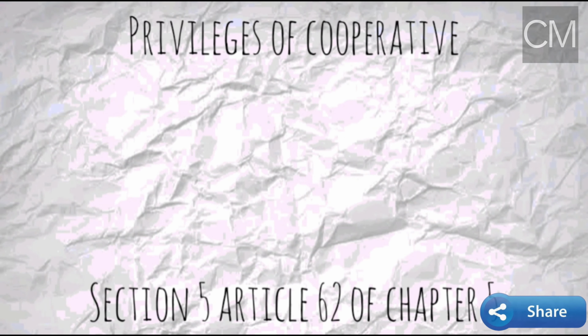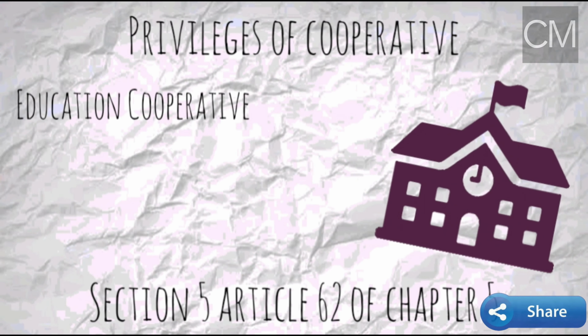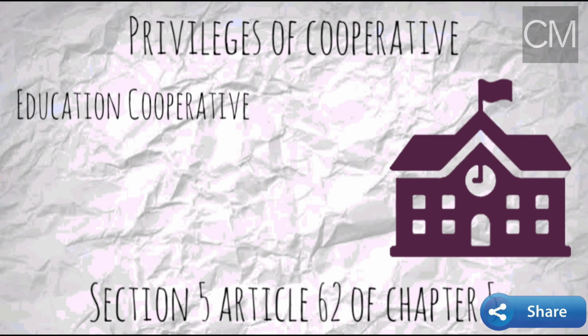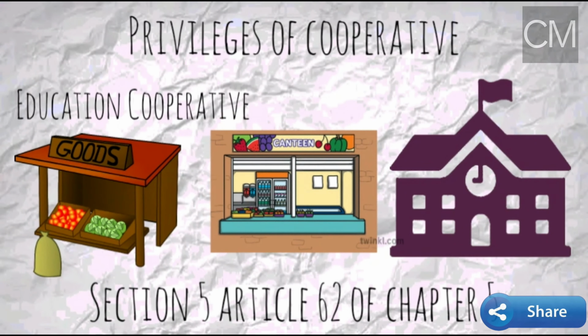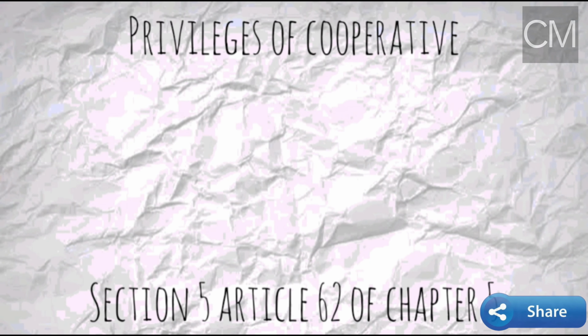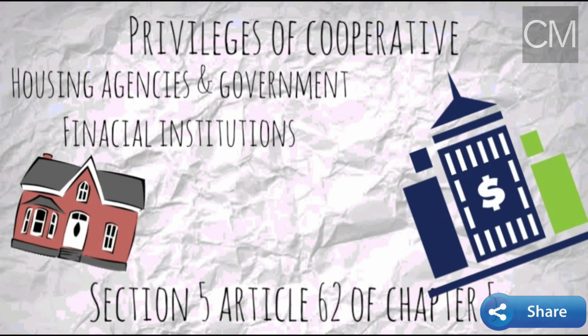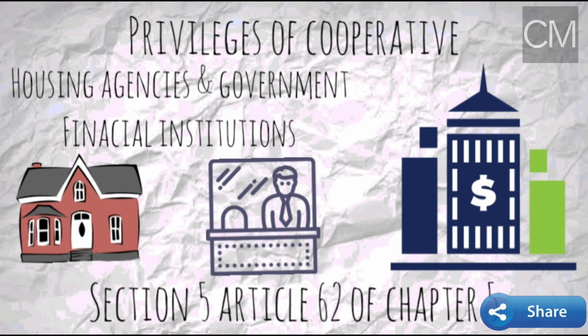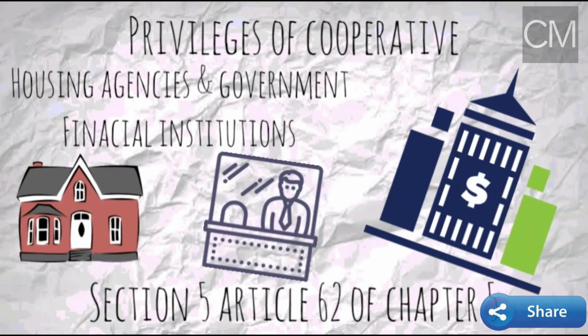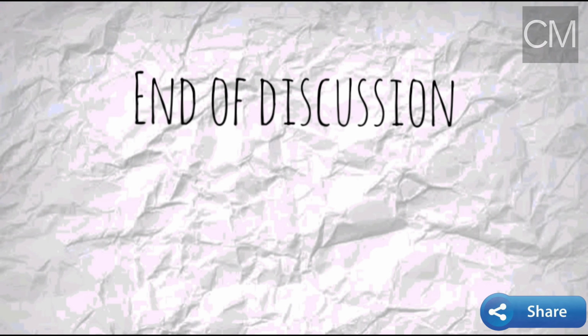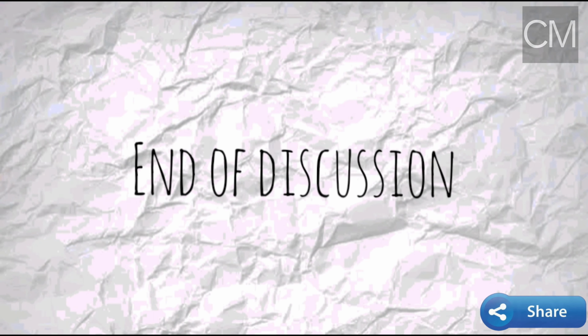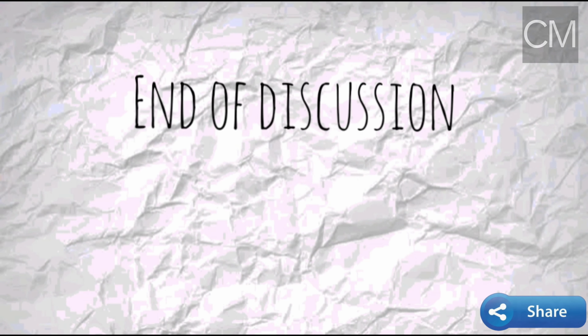Twelfth, cooperatives under educational institutions have the privilege to operate and manage service-related activities of the educational institutions, like selling goods and products in the school canteen. And lastly, the housing agencies and government financial institutions should have a special window for cooperatives that perform financing of housing projects. Our discussion is now ended, and we are hoping that you guys learned something from what we discussed.